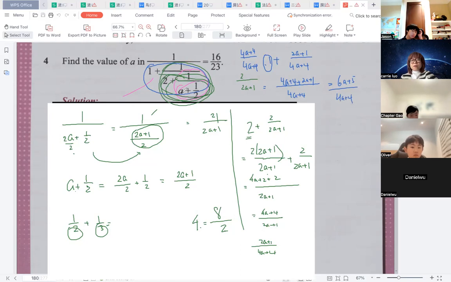But this one is the blue part, and I want 1 over this whole thing. So it's 4a plus 4 over 6a plus 5 equals 16 over 23. It's almost like peeling onions.